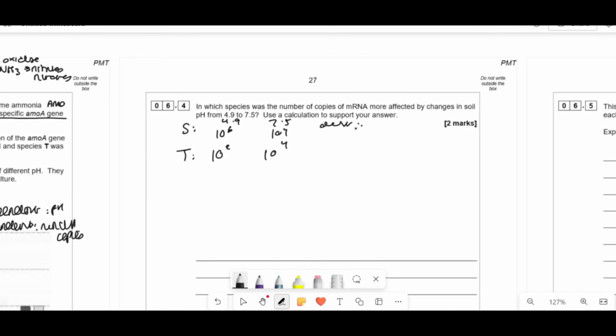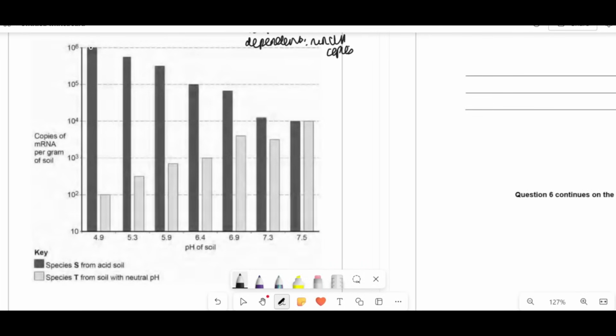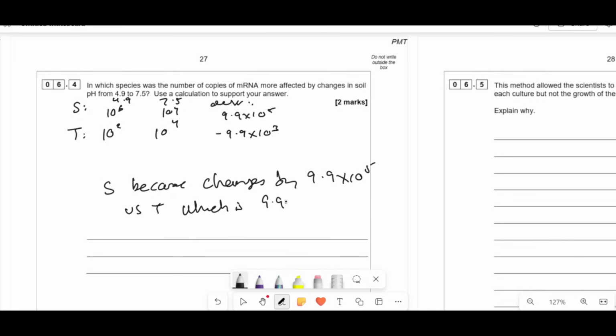The difference here is going to be 10 to the 6 minus 10 to the 4, which gives you 9.9 times 10 to the 5, whereas 10 to the 2 minus 10 to the 4 would give you minus 9.9 times 10 to the 3. Now that doesn't matter because it's just asking what the change or the difference between them is, just the number. This will have dropped by that much and that's going to drop as we went up, which is why one's negative, one's not, right? So here it's S because it changes by 9.9 times 10 to the 5 versus T, which is only 9.9 times 10 to the 3.